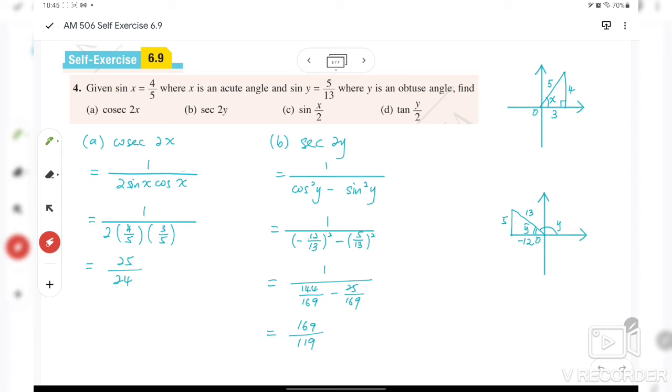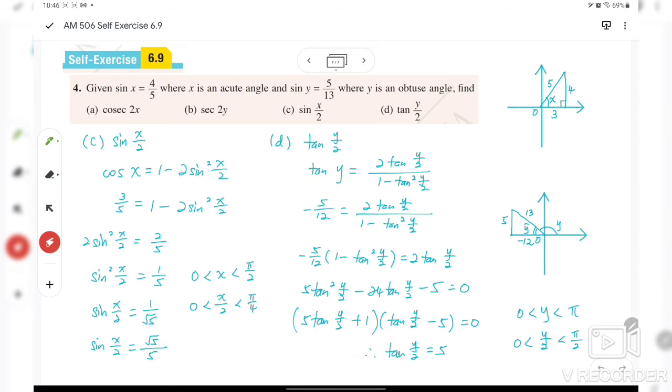B. Secant 2y. Secant 2y is 1 over cosine 2y, where we can expand cosine 2y as cosine square y minus sine square y. So refer to the triangle with angle y. We get 1 over cosine y, which is negative 12 over 13, squared, minus sine square y, so 5 over 13 with the square outside. Now we have 1 over 144 over 169 minus 25 over 169. Simplifying the fraction, we get 169 over 119.